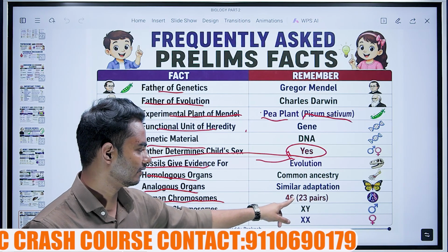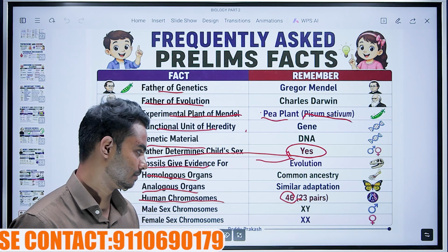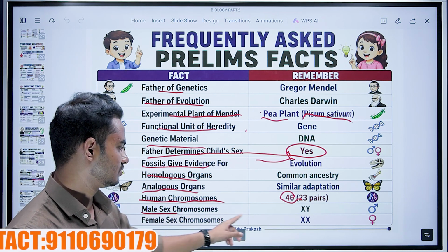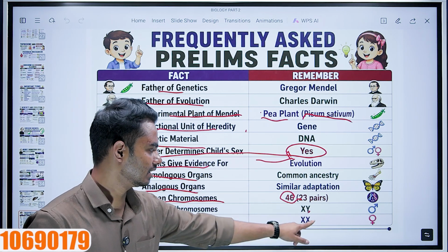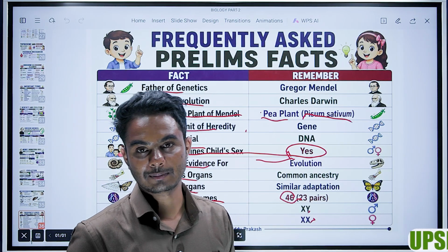Human chromosomes are 46 chromosomes, 23 pairs. 22 common chromosomes, 1 sex chromosome. Male sex chromosomes are XY. Female sex chromosomes are XX. Easy. Half of the evolution and heredity chapter is completed.